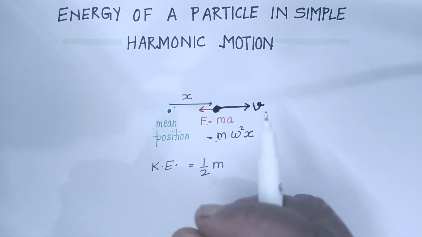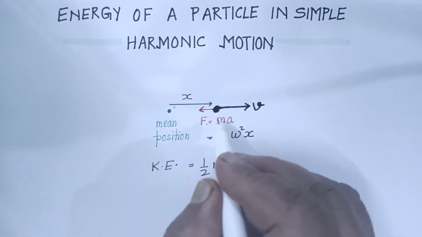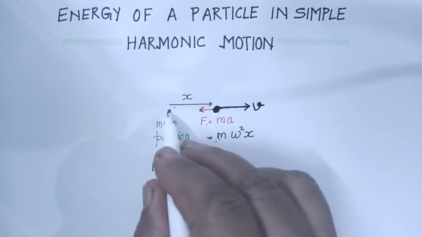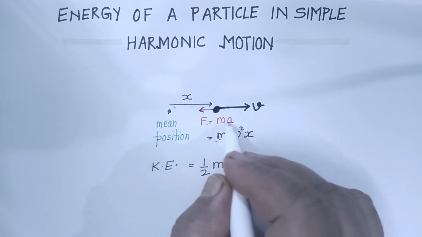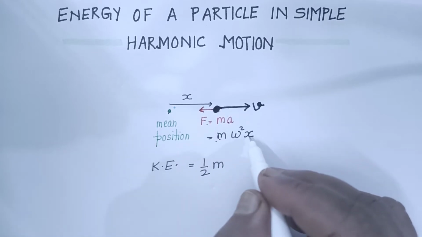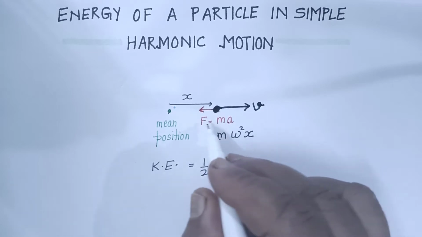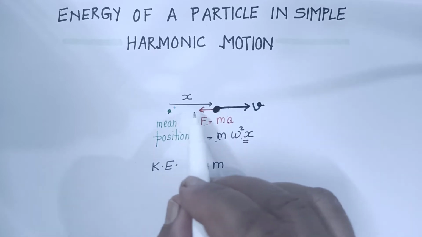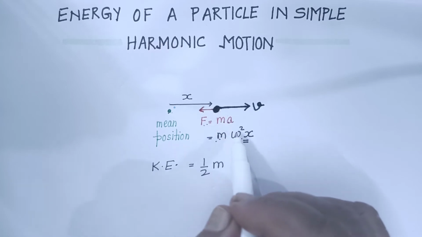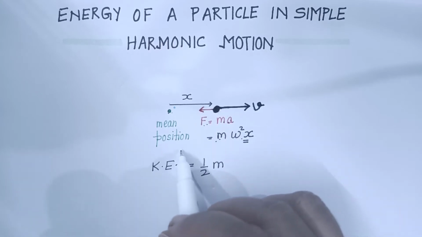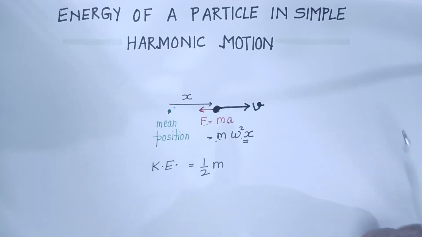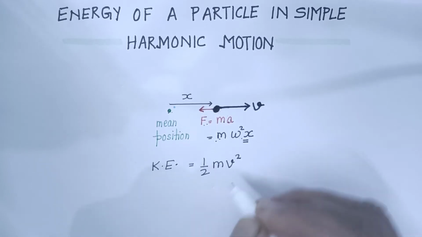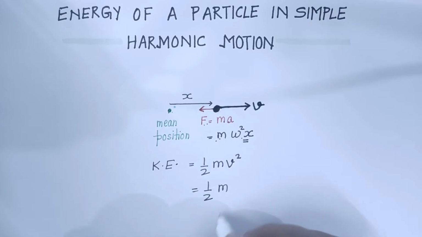Kinetic energy is simple to calculate. It is half mv square. Now we consider the particle at a position when it is x distance away from the mean position. At this point its force is m into a, where a is omega square x, and we can easily observe that force and acceleration both depend upon the displacement. That means at every point of the motion, both force and acceleration are changing along with the velocity, with the displacement.